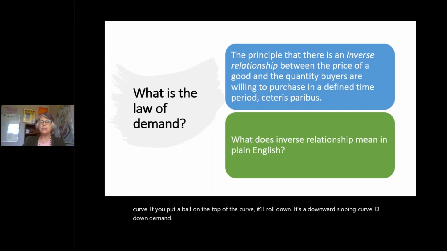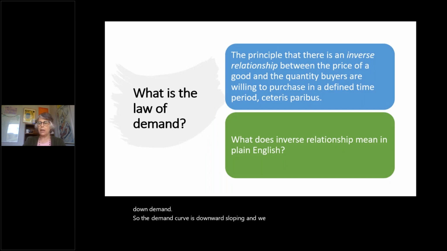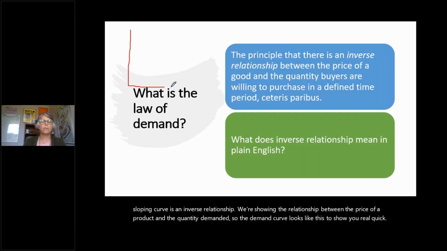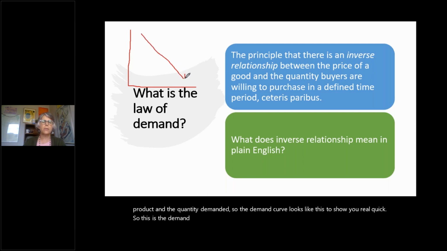So the demand curve is downward sloping, and we know from other chapters that a downward sloping curve is an inverse relationship. We're showing the relationship between the price of a product and the quantity demanded. So the demand curve looks like this. To show you real quick. So this is the demand curve right here. This is price. This is quantity.